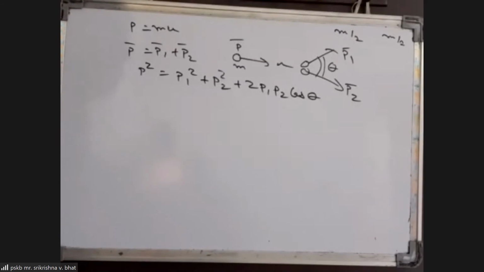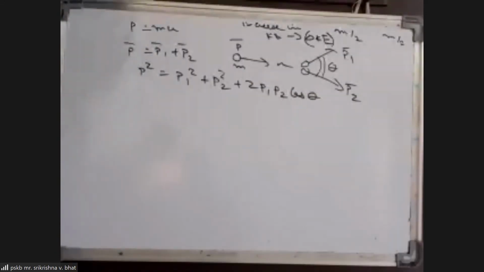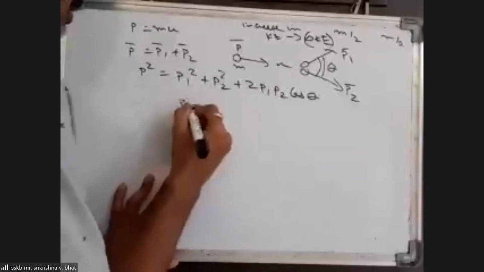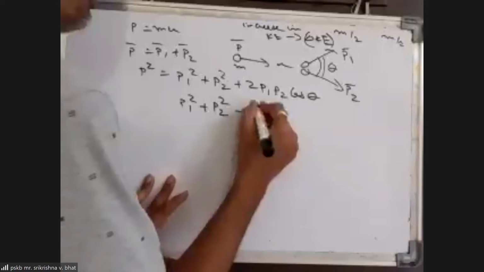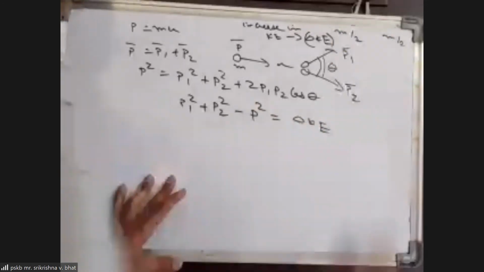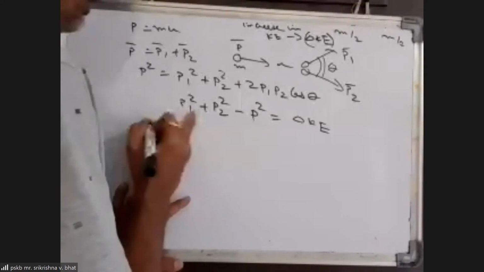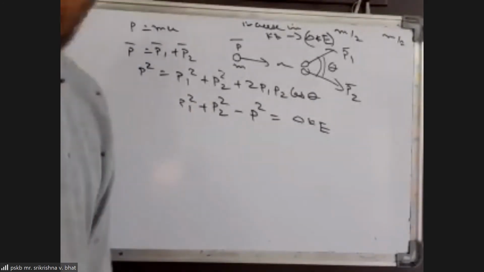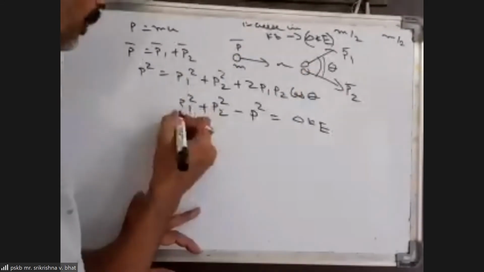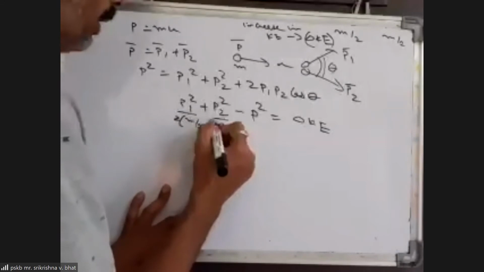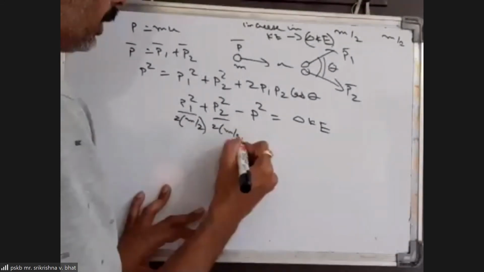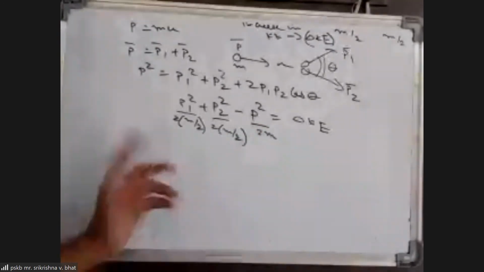Another relation we can get is the energy relation. There is an increase in kinetic energy, which is going to be delta K. So final kinetic energy minus initial kinetic energy should be delta K. The kinetic energy of any fragment is p square by 2m, so the kinetic energy of the two fragments will be p1 square by 2 times m by 2 and p2 square by 2 times m by 2, minus p square by 2m, and this should be equal to delta K.